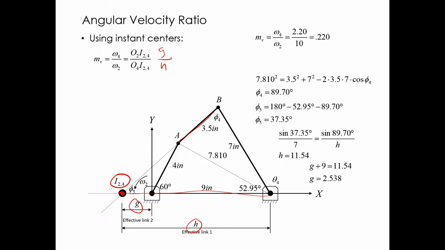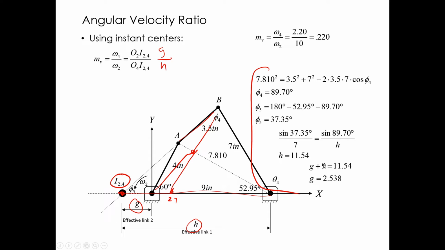So these equations here tell you how to find it in this example, but those were derived specifically for this example. If you had a situation where point A was on the inside here and point G was and 2,4 was here, you'd have to set this up a little bit differently. So what I recommend is find IC24, and then just use whatever the simplest geometry to find G and H is.